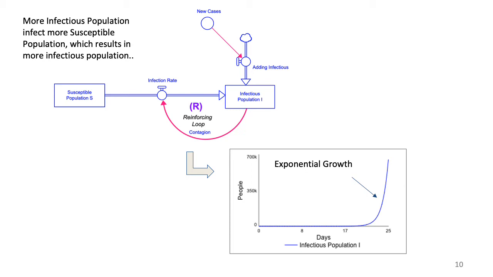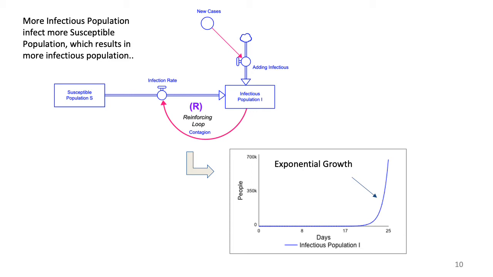More infectious population infect more susceptible population, which results in more infectious population, which changes the curve on the chart to grow rapidly. We call this exponential growth. It is fueled by a reinforcing loop between the infectious population stock and the infection rate. It is labeled with R for reinforcing.